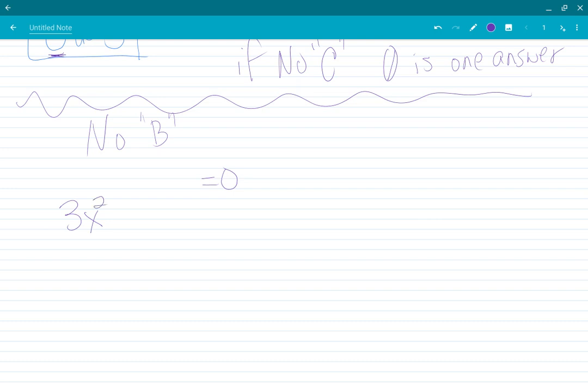All right, 3x squared plus 12. Look, no B, right? Equals 0. Let's pretend that, right? Ready? You don't need the quadratic formula when it has no B. Just subtract 12.